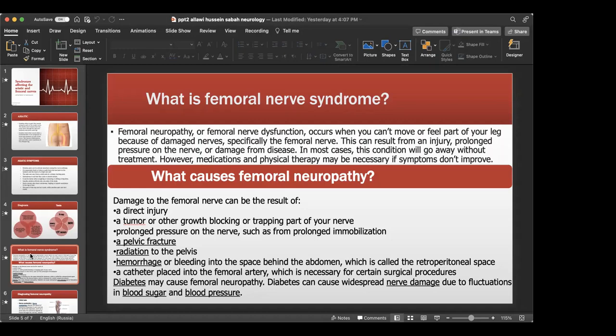Diabetes may cause femoral neuropathy. Diabetes can cause widespread nerve damage due to fluctuations in blood sugar and blood pressure.